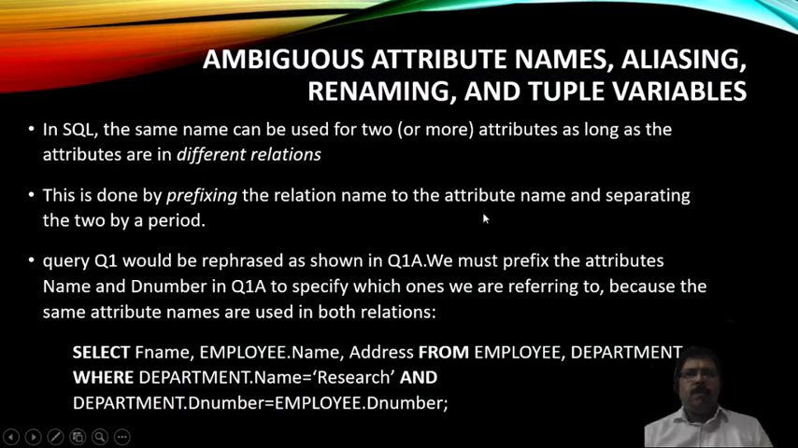Now let us discuss one more concept, that is ambiguous attribute names, aliasing, renaming and tuple variables. Here we can specify an alias name for a tuple. Assume that, in our case it is not happening, but it is quite possible that we specify a D number for both the employee and department tables. In our company database we have specified DNO for the employee table as a department number and DNUMBER as a department number for the department table.